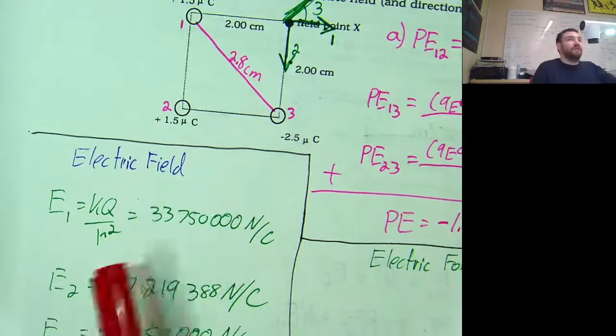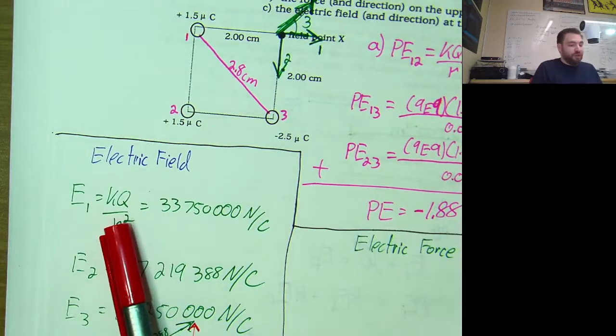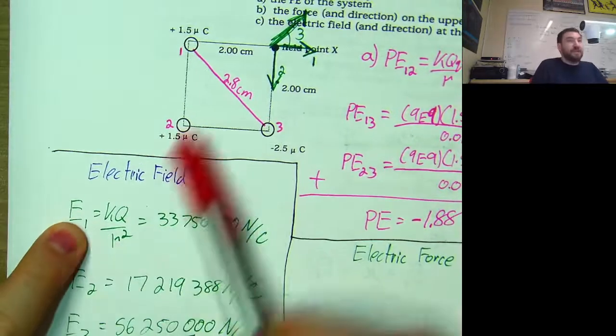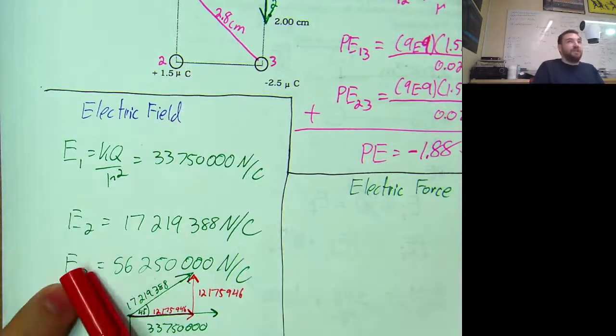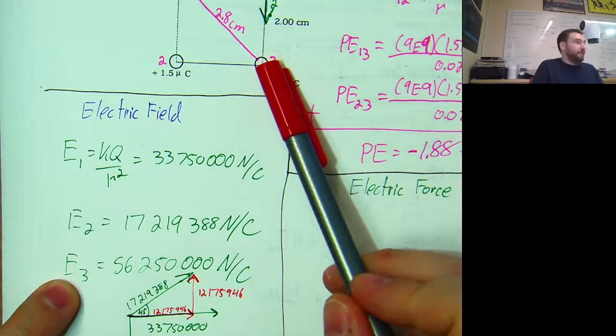No, it's electric field from the charge. So if I'm doing electric field from 1, it's the charge on 1. Electric field from 2 is the charge on 2. Electric field from 3 is the charge on 3.